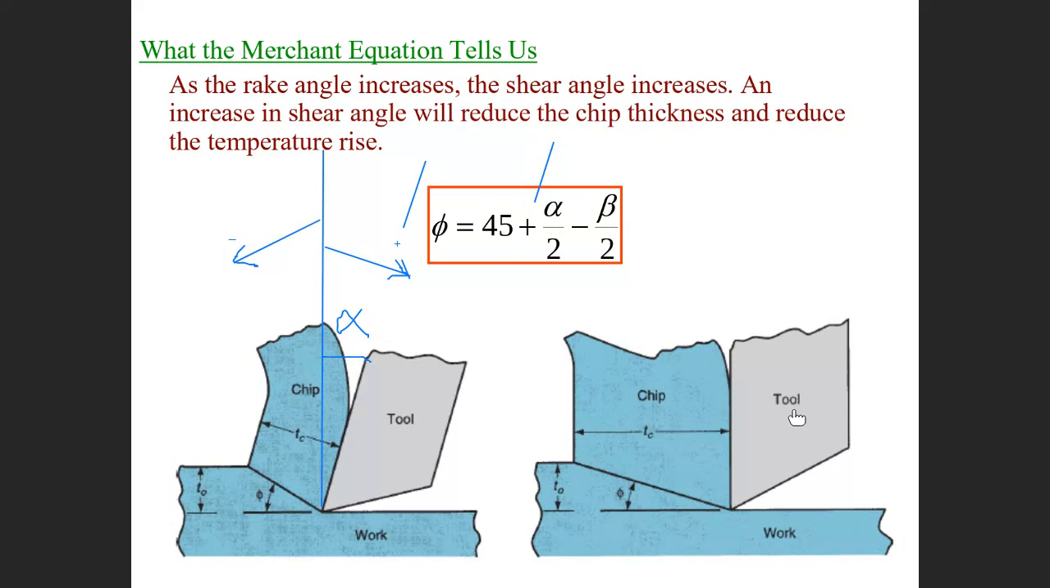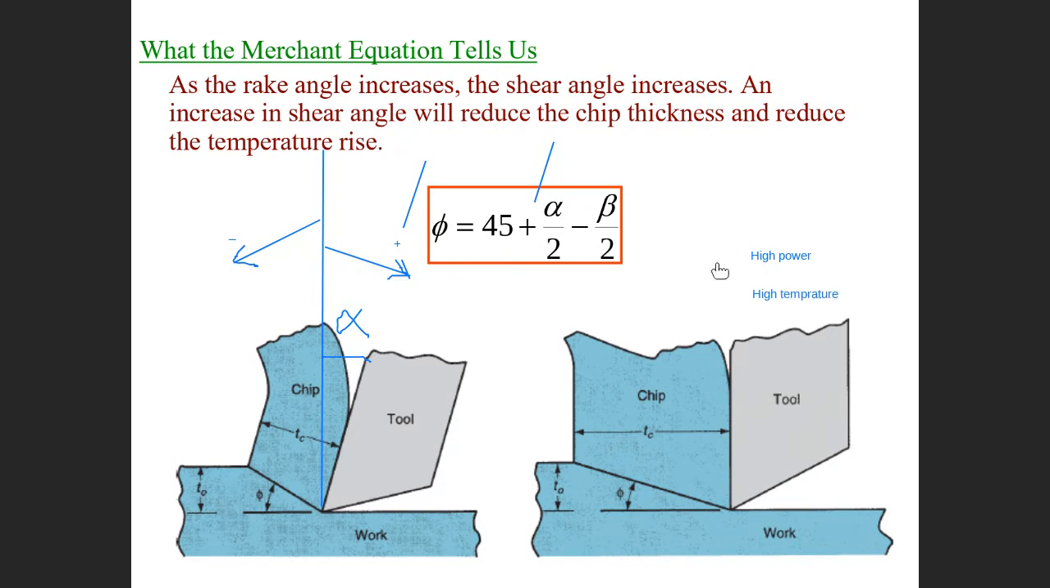Right. This increased shear angle also reduces the chip thickness and reduces the temperature rise. Temperature also: here temperature is less, here temperature is higher. That means here high power, let me just conclude. In this case, high power and also high temperature.